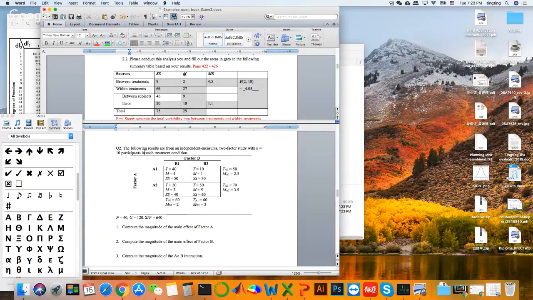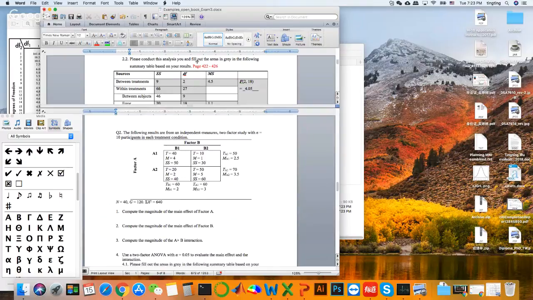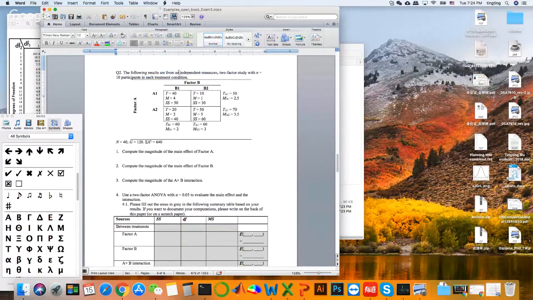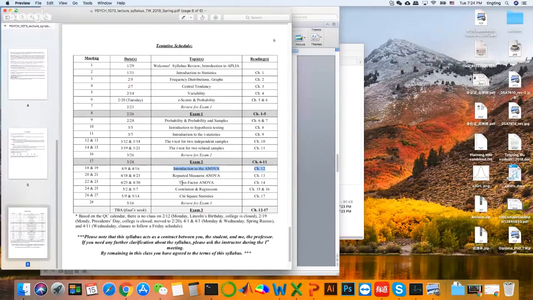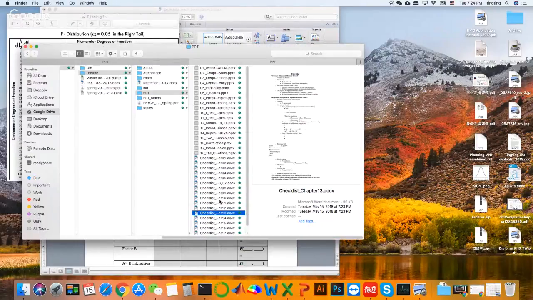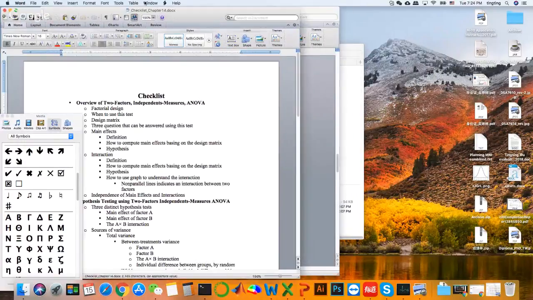So here, read the question first. The following results are independent measures, right? We know it's an independent measure, two-factor study with n equals 10, which is the sample size. So two-factor independent measure study. Here, two-factor ANOVA independent measure, which is chapter 14. Open the chapter 14 checklist to find all of these formulas.